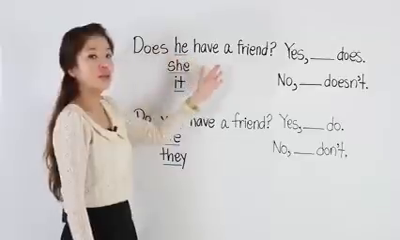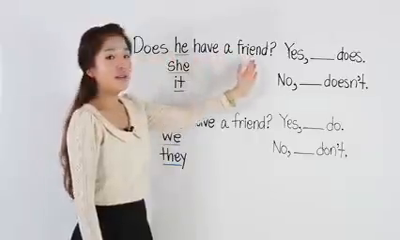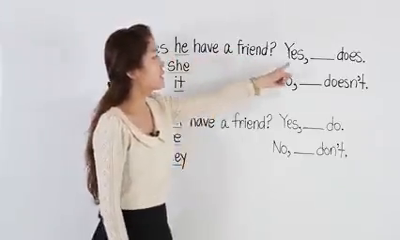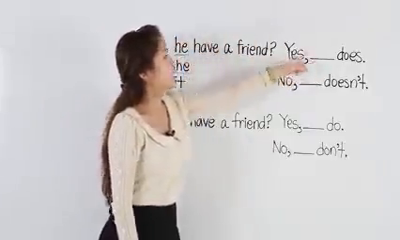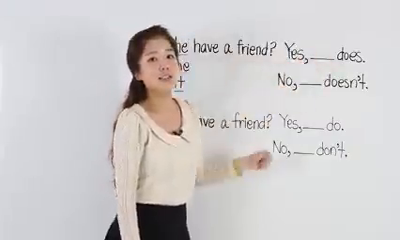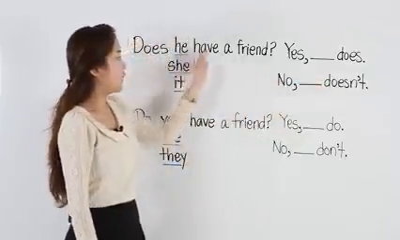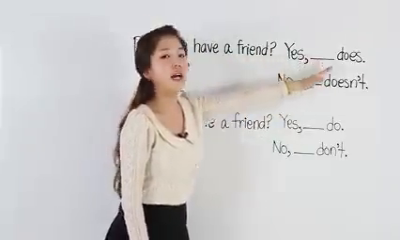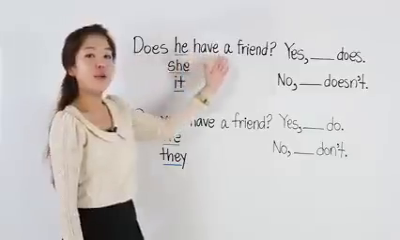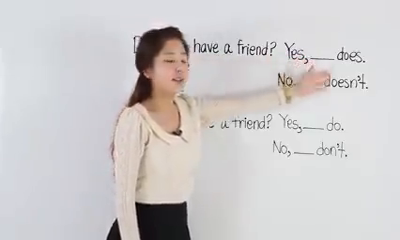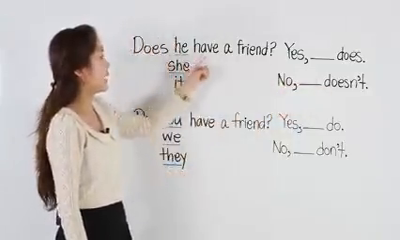Now let's practice with this question and let's look at the two answers. Okay, does he have a friend? If the answer is yes, we say yes. In the blank, we match. This has to be the same. Yes, he does. If the answer is no, no, he doesn't. Does she have a friend? Yes, she does. No, she doesn't. Does it have a friend? Yes, it does. No, it doesn't. Okay, so remember does, have.